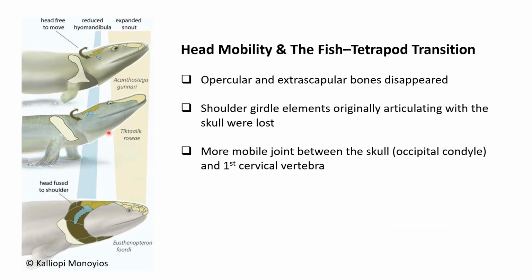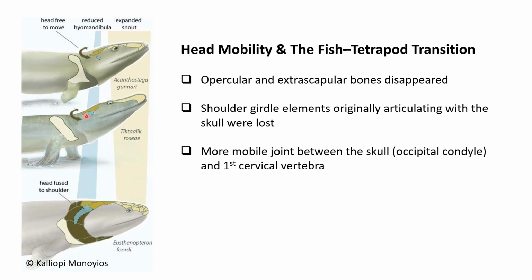In Tiktaalik rossiei, which is the Rhipidistian transitional fish species and the later evolving species of tetrapods, the extrascapular and opercular bones and a bunch of other dermal bones were lost in the skull. One consequence of this is the ability to move the head independent of the trunk. A flexible neck was therefore born.